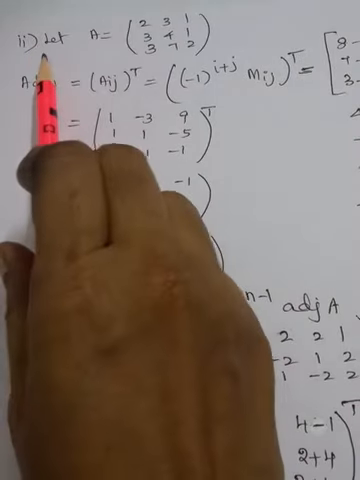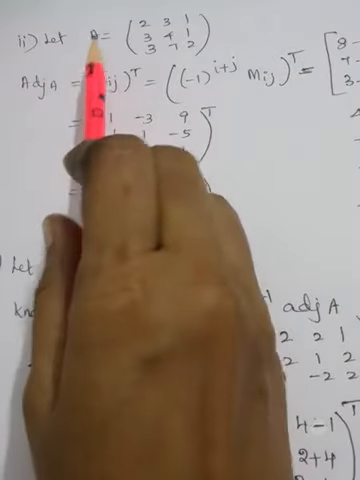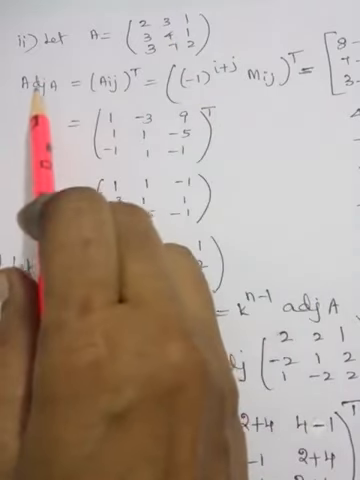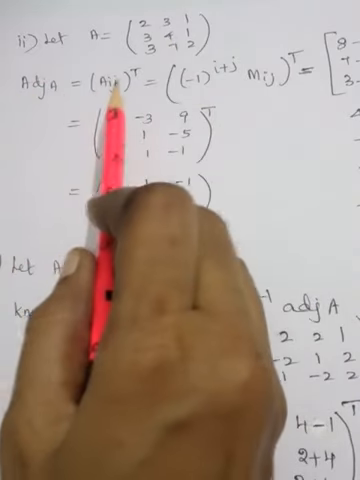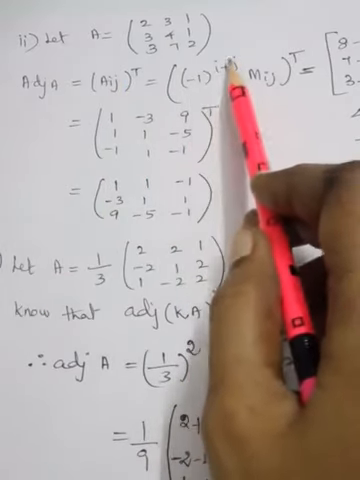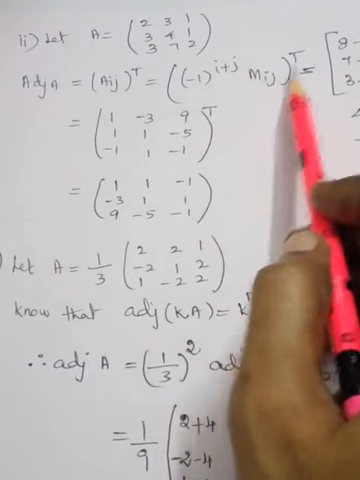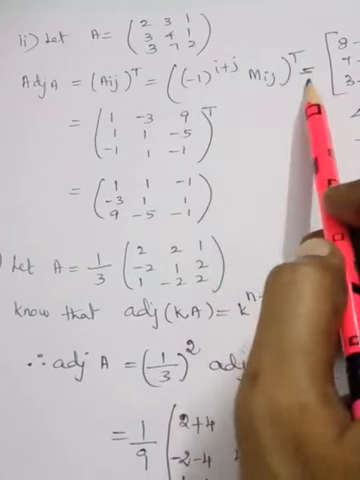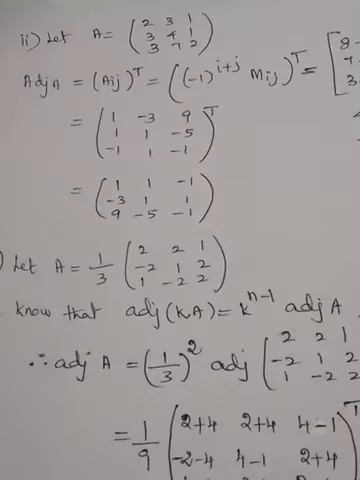So let us call the given matrix as A. So A is equal to the given matrix. Now the formula for the adjoint of A is the matrix of Aij, whole transpose. That is equal to the matrix of (minus 1) power i plus j times Mij, whole transpose. That is called the signed minor. So I am going to use a shortcut method for this.